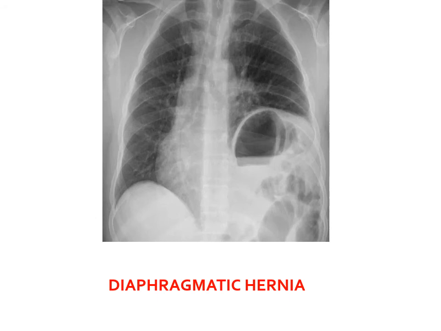So this is a case of diaphragmatic hernia, where we can see herniation of air-filled bowel loops into the left side of the thorax, displacing the mediastinum and the heart to the right side. Usually congenital diaphragmatic hernia is of two types: Bochdalek hernia and Morgagni hernia. This is a case of Bochdalek hernia because it is left-sided.